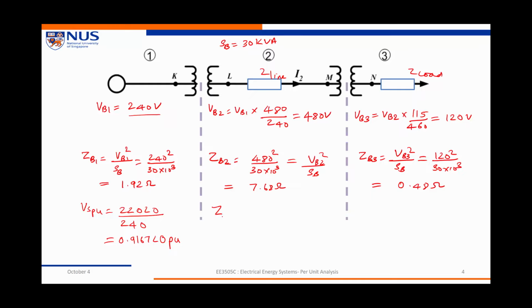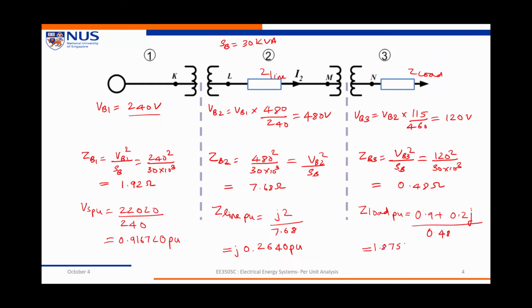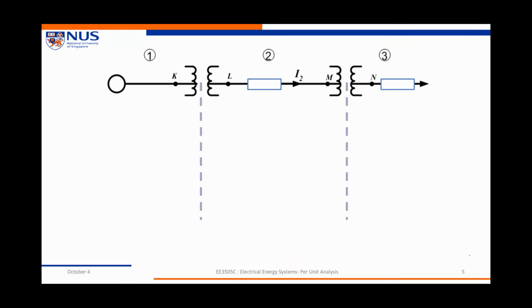Similarly, I can find out what is the Z line per unit, which is the Z line value, J2 7.68, which corresponds to J 0.2640 per unit. And finally the Z load per unit is 0.9 plus 0.2 J divided by 0.48, which gives me 1.875 plus J 0.4167 per unit. Next we have to find the transformer's equivalent per unit values for our system.